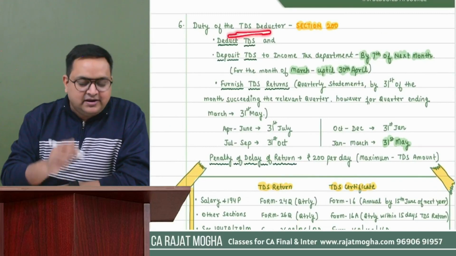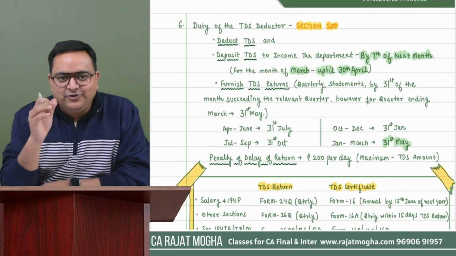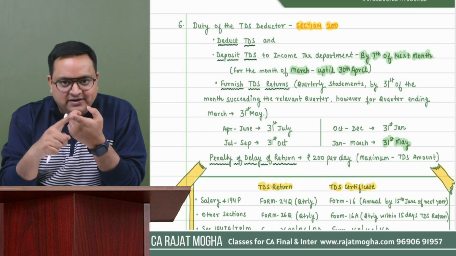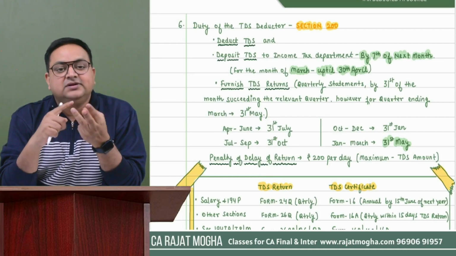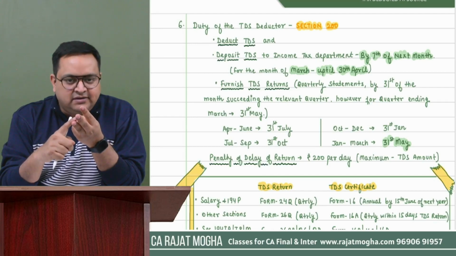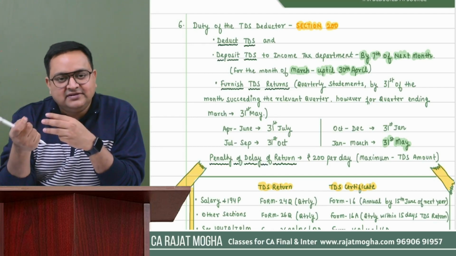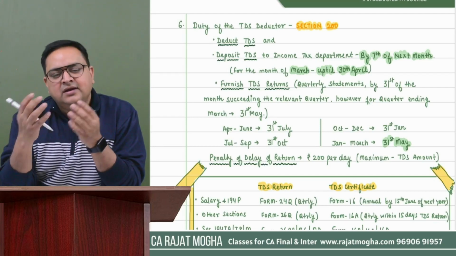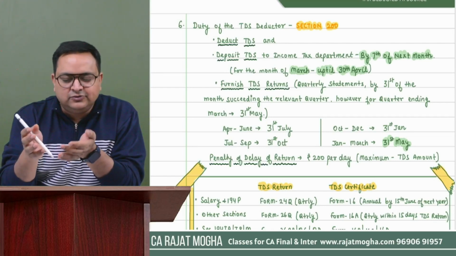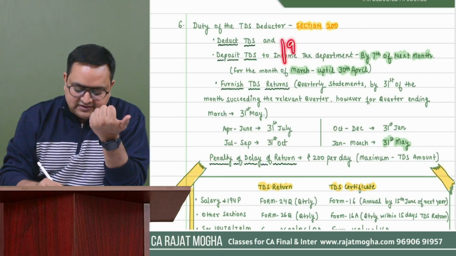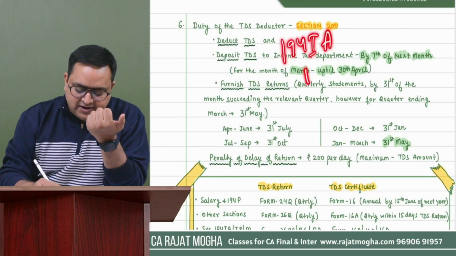Duty of TDS deductor. Now tell me, what is the duty of the TDS deductor? First of all, that person has to deduct the TDS, right? Second duty is to deposit that TDS. Third is to file the TDS return. But there are some special sections where there is no separate TDS return. Whenever you deposit it, that challan is equal to the return also. That we have already discussed in sections 194IA, 194IB.